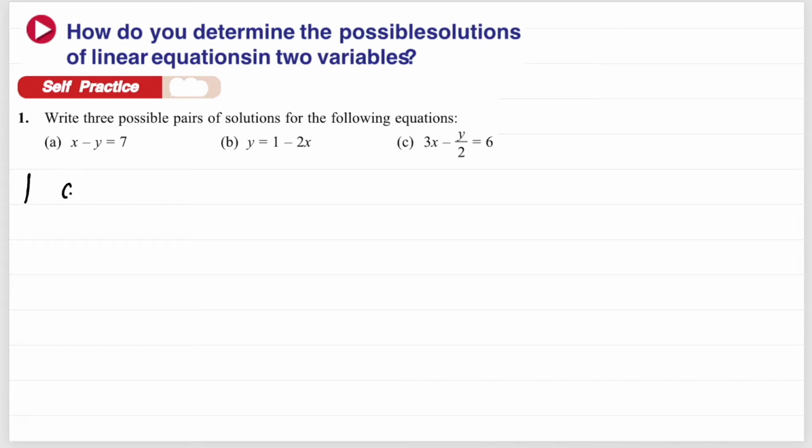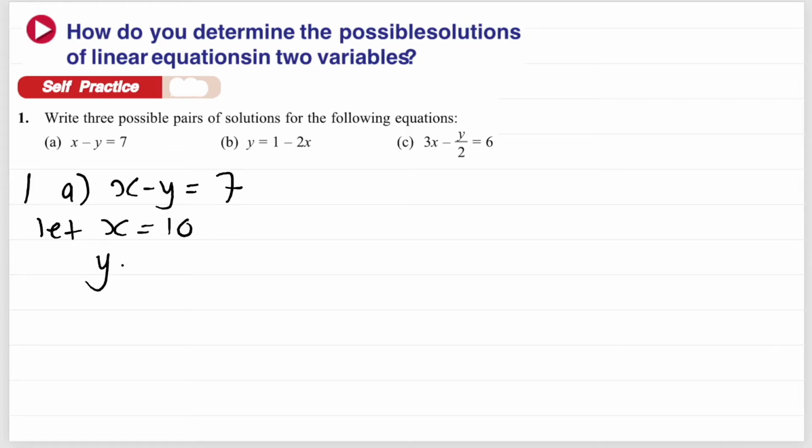So let's say 1A. You have x minus y equals 7. So let's say let x equal 10. For example, I'm just picking a number. So if x is equal to 10, okay, so 10 minus what equals 7?